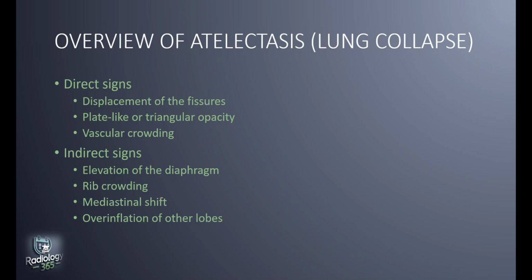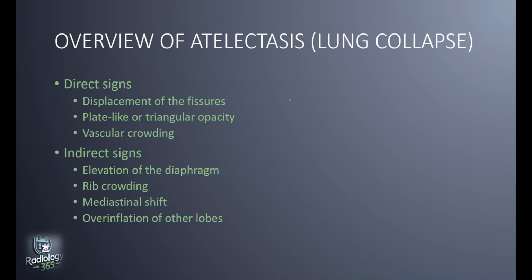So you have displacement of the fissures that's happening directly to the lung parenchyma. For instance, we'll see a picture of this in the next slide. Then you may also see plate-like or triangular opacities. When there is loss of air and the lung collapses, that actual collapsed lung itself would appear either plate-like or like a triangular opacity or some opacity in the lung. So that's also a direct sign.